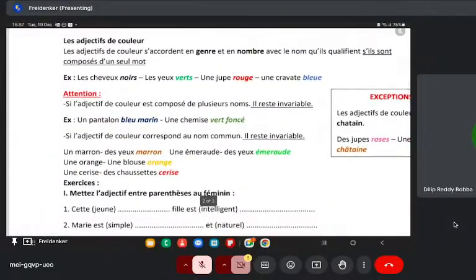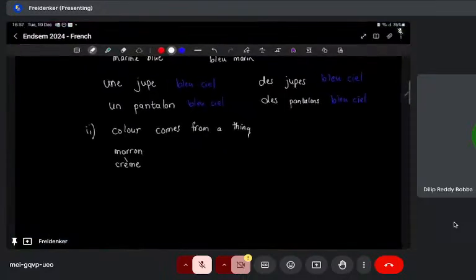Okay, so orange and cerise, émeraude. Orange comes from the fruit orange, so that comes from a thing. Cerise is, let me verify, is it strawberry? No, no, no. Cerise is cerise. It is cherry. So cerise comes from cherry. So cherry color, cerise. They're all coming from a thing.